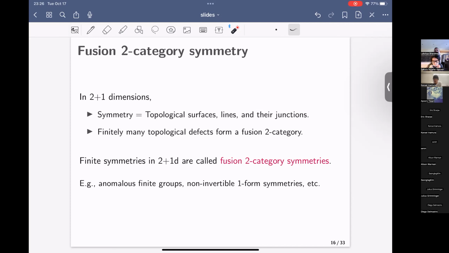And among these examples, non-invertible one-form symmetries are particularly important in condensed matter physics because these symmetries describe the symmetries of anyons in topologically ordered phases. And I will come back to this point later.